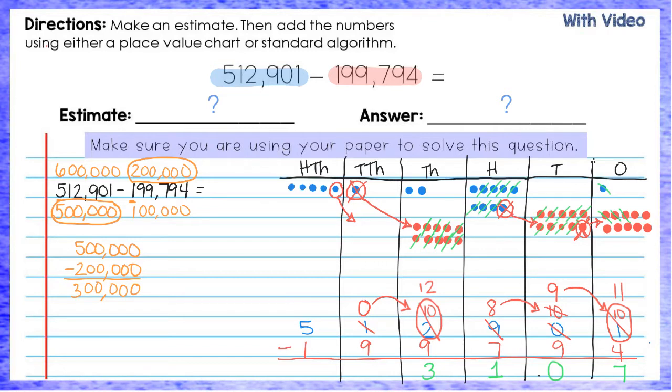Count with me by 10,000s. 10,000, 20,000, 30,000, 40,000, 50,000, 60,000, 70,000, 80,000, 90,000, 100,000. The 100,000 that we had over here is now regrouped but into smaller pieces. No longer do we have 5 10,000s, now we have 4 10,000s. And we regrouped 10 more, and there are 10 10,000s.